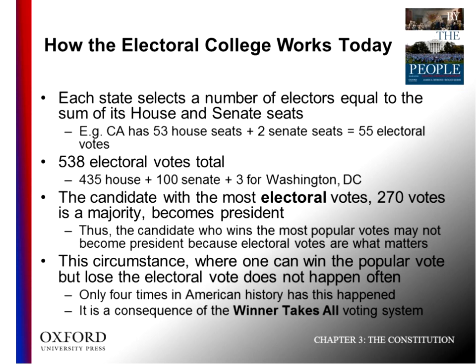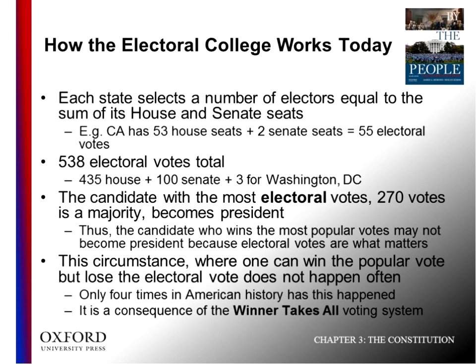So how does the Electoral College work today? Each state selects a number of electors equal to the sum of its House and Senate seats. So California has 53 seats in the House and two Senate seats. Remember now, each state has only two seats in the Senate. That gives it 55 electoral votes. That means there's 538 electoral votes total. There's 435 seats total in the House, 100 total seats in the Senate. Then an amendment gave three votes to Washington, D.C. And so the candidate with the most electoral votes gets 50% plus one, or in this case, 270 votes, which is a majority, and becomes president. Now, interestingly enough, what's more important is that you win the electoral vote and not necessarily the popular vote.